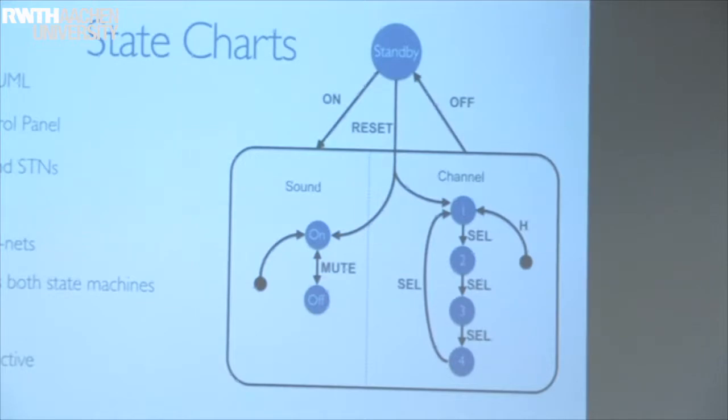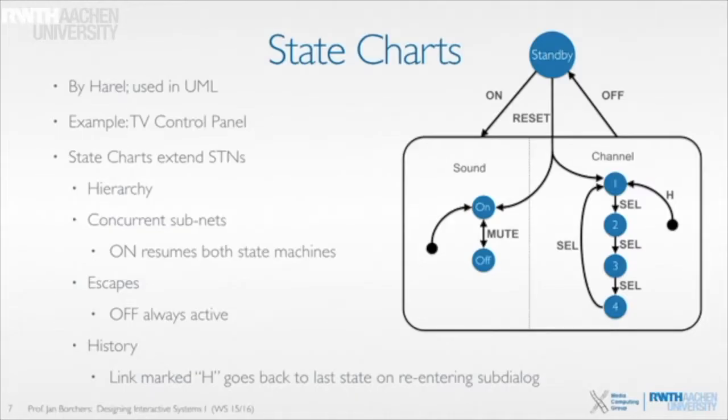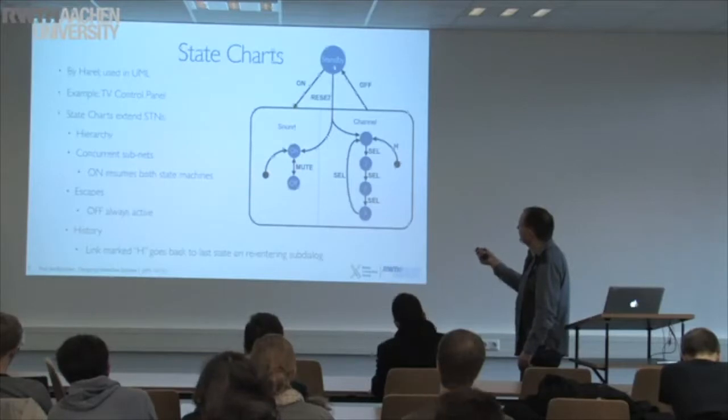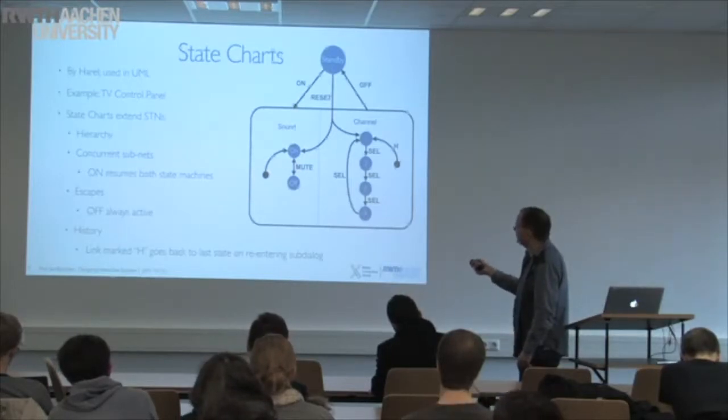So in this particular case here, it means start at the last position you were at when you were last active. So these subcharts can remember, if you like, where they were, and then basically continue from there the next time they are being activated. So this arrow here, when you're in the standby state of the TV and you press on, will activate these two sub-state networks.